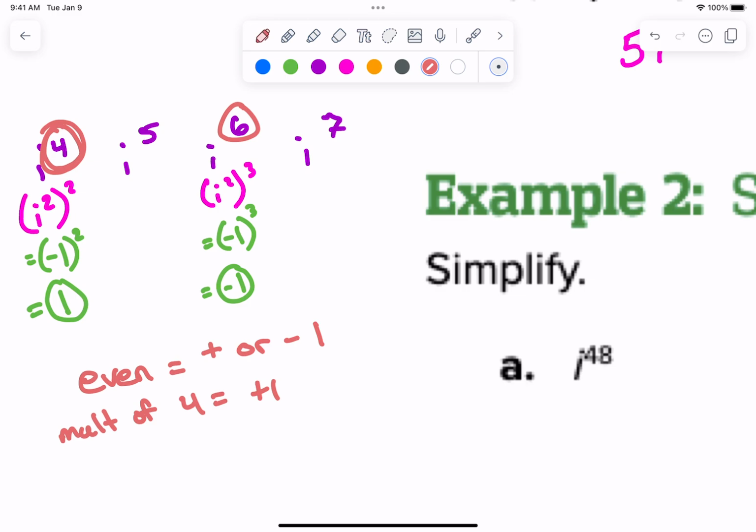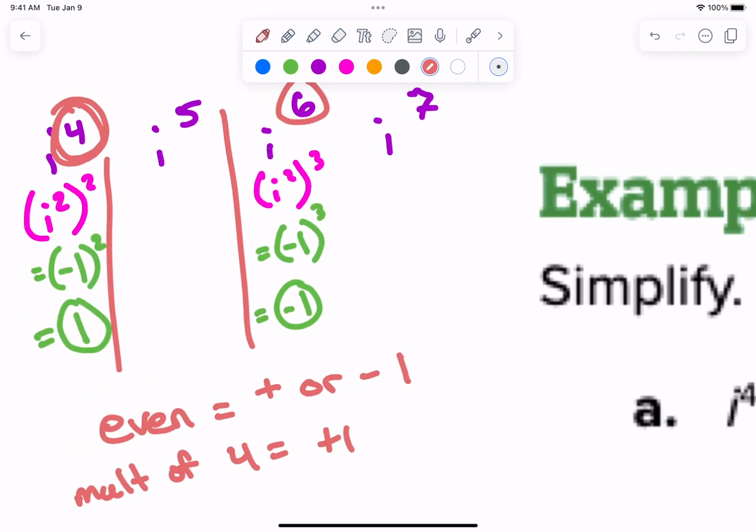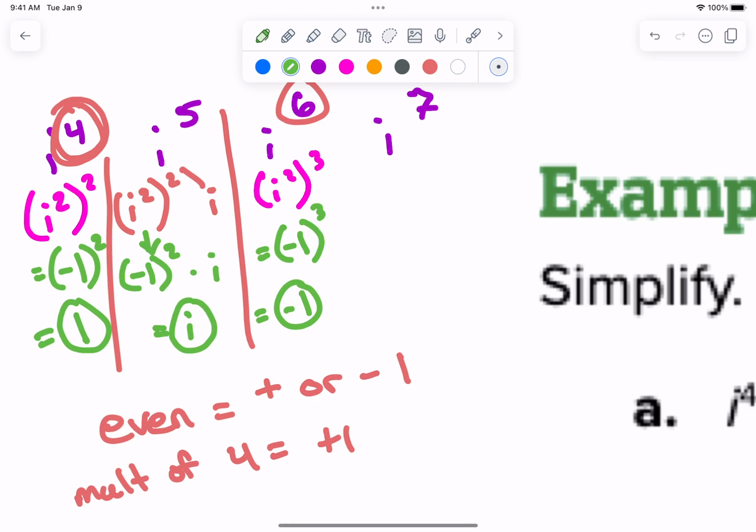Got it? All right, now what do we do if we have like 5 and 7? Can we just do i times i? So here we're going to hang an i off, okay? We're just going to let an i dangle there, and then we're going to do i squared. This would be i squared, which would be i to the fourth, and then we're going to tack on another i. So we just figured out how to do this one. It's -1 squared times i, and -1 squared is 1, so this is just 1i or just i. Do you see that?